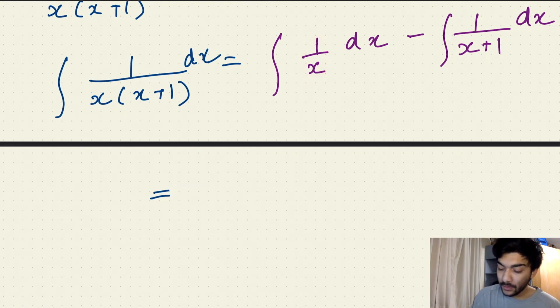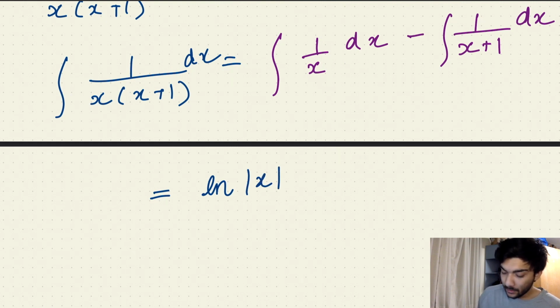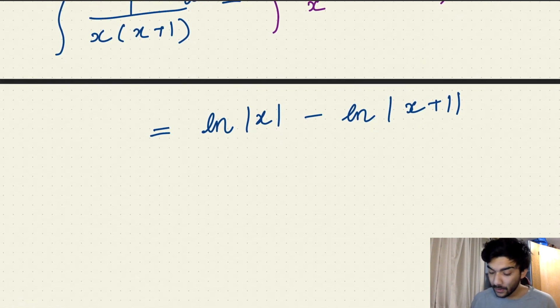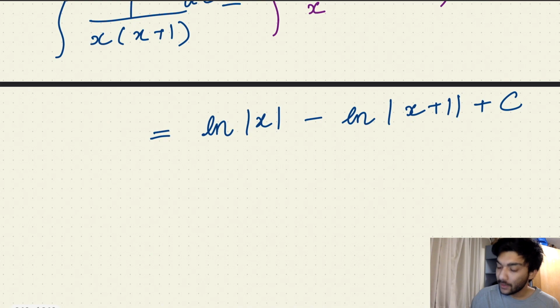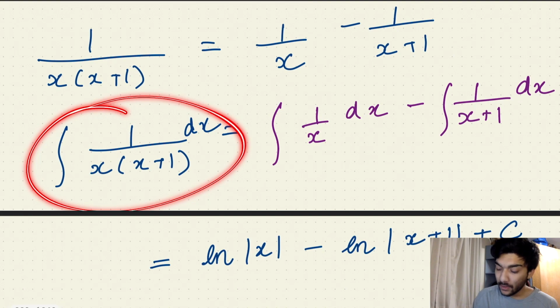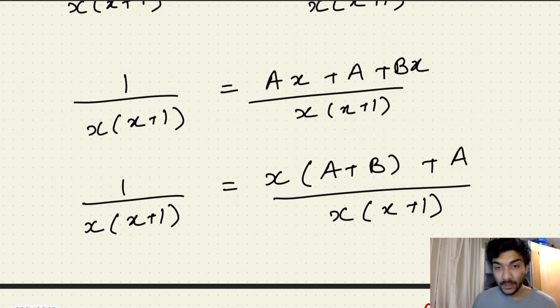We know that the integral of 1 by x is natural log of x and the integral of 1 by x plus 1 is natural log of x plus 1, right? So this would be simply ln mod x minus ln mod of x plus 1, or you can call it absolute value of x plus 1, right? We take the absolute values only because we know that the natural log cannot have negative values, right? And then, since in this case you were calculating the indefinite integral, you'll add the constant of integration as well, right? And now this will be your answer to the indefinite integral of this expression over here.